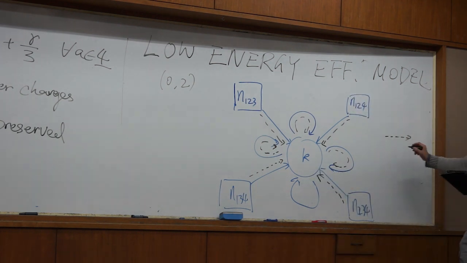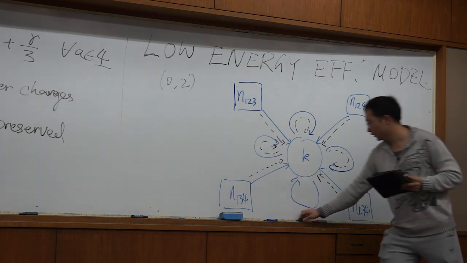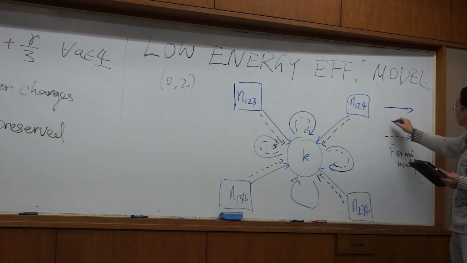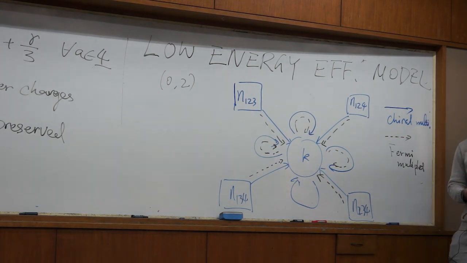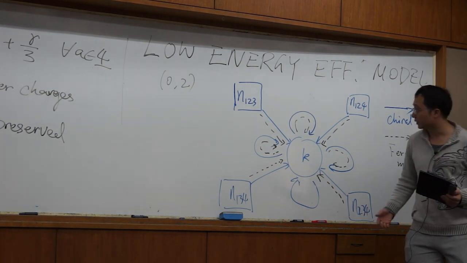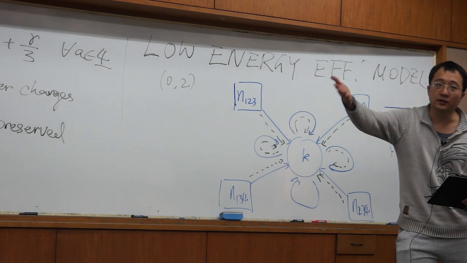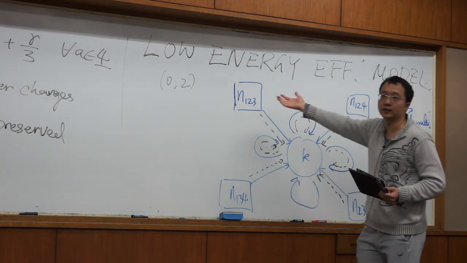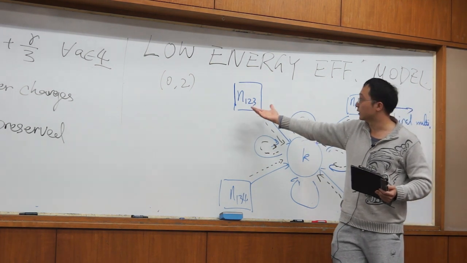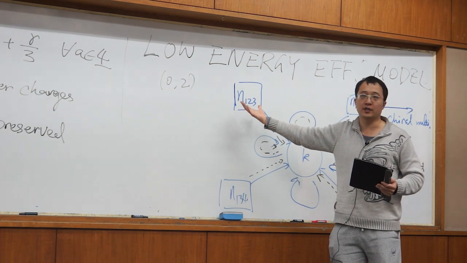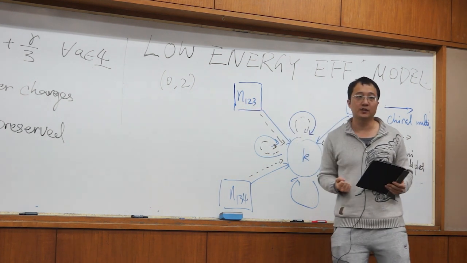So each dashed arrow corresponds to some Fermi multiplet. And each solid arrow corresponds to some chiral multiplet. So let me explain briefly where this comes from. Each of the D6 branes gives a certain flavor symmetry to this low energy effective model, and the rank of the flavor symmetry is the same as the number of each D6 brane.